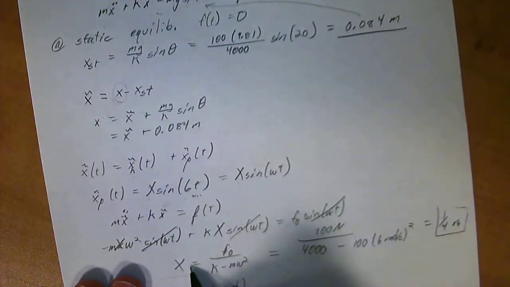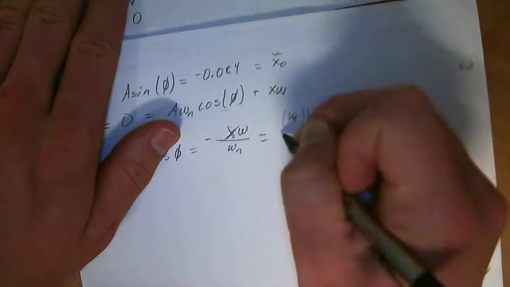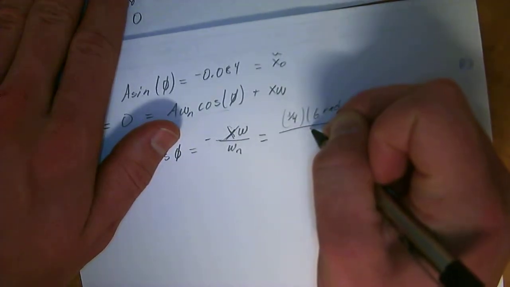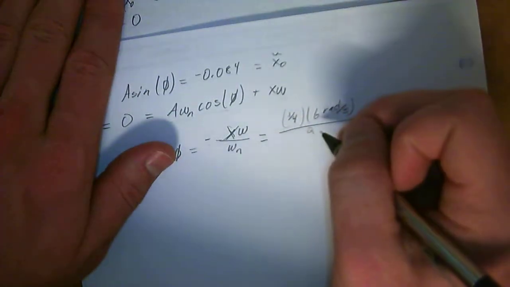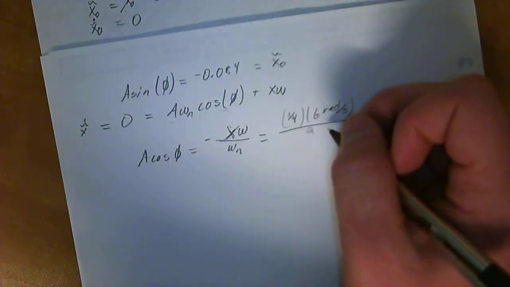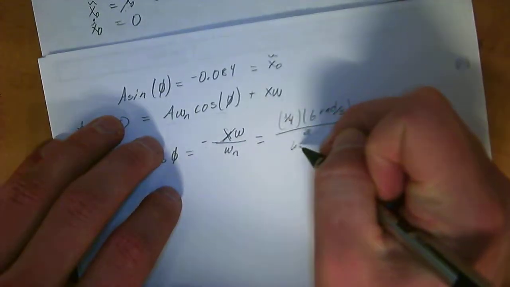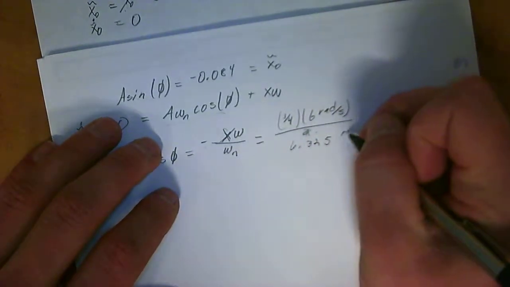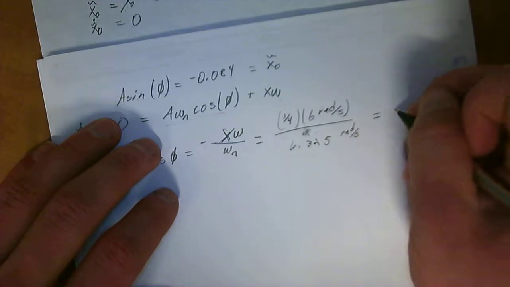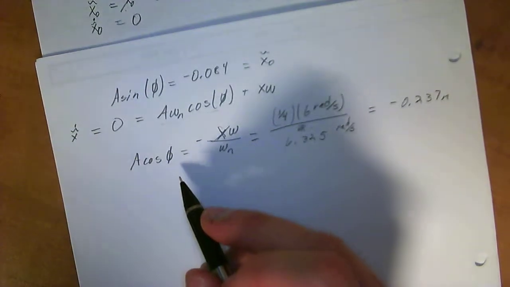Because this is this x up here. Okay, and then 1/4 times 6 radians per second all over 2. Omega n is 6.325 radians per second, which is then going to yield negative 0.237 meters, which is equal to A cosine phi.